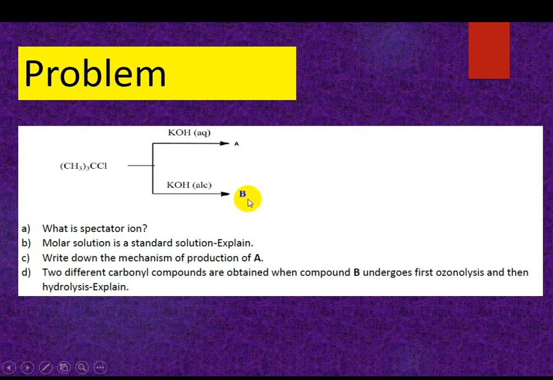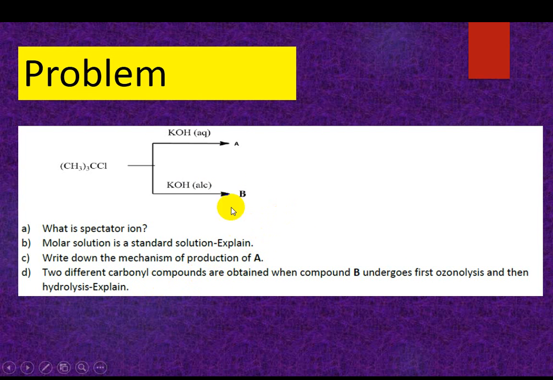I will show the mechanism of this reaction next class. If the reagent is an alcoholic solution, it does not form alcohol, it forms alkene. So if the alkene undergoes an ozonolysis reaction, we know that either 2 aldehydes, or 1 aldehyde and 1 ketone, or 2 ketones are formed. Two different carbonyl compounds are obtained.